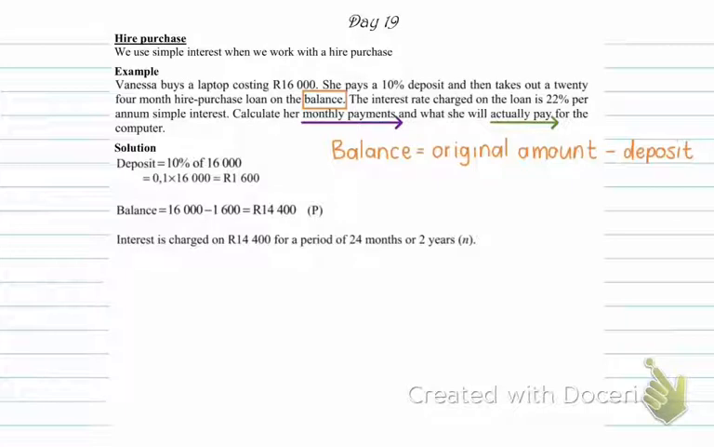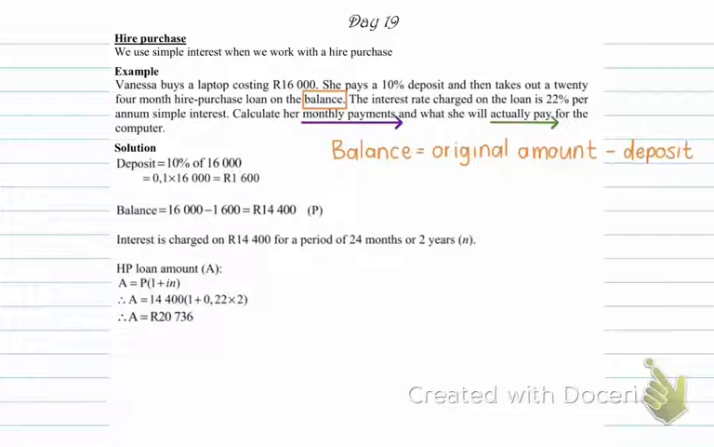We must use the simple interest formula for hire purchase, but remember N cannot be in months. It must be the number of years. And because 24 months is 2 years, in the place of N we will put a 2. P, my initial amount or the amount that I'm going to borrow, will be 14,400 and the interest will be 22%. And remember you can write that 22% as a fraction or as a decimal. If you put that into your calculator, you will get that she will pay for this computer 20,736 Rand over the 2 years.